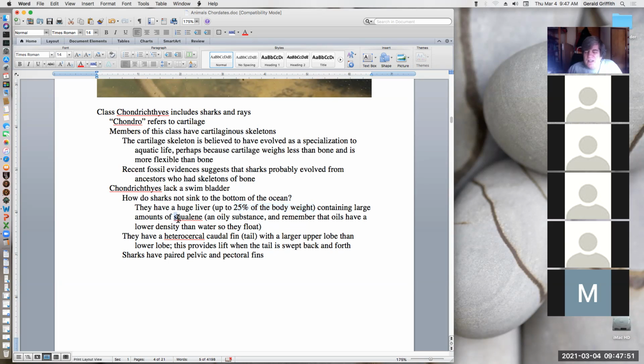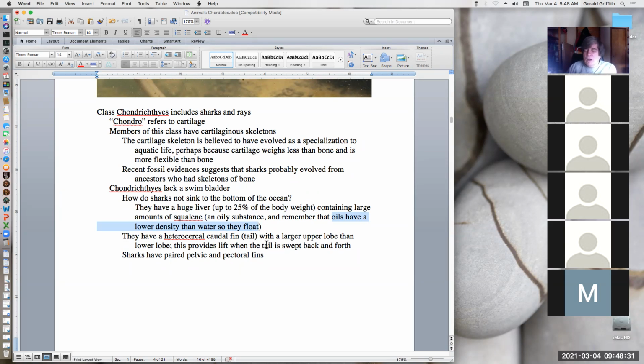But with sharks, the key thing is this liver produces large amounts of something called squalene. And squalene is a very oily substance. If you've ever smelled sharks, they have a distinct odor, and a lot of it is this squalene. And from a chemical perspective, oils have a lower density than water. And things that have a higher density than water sink in water. Things that have a lower density float. So squalene helps the shark to float.